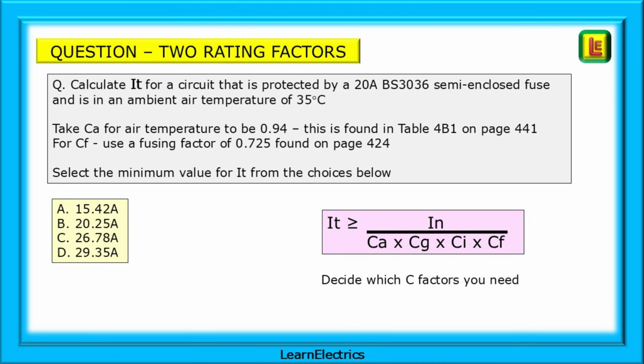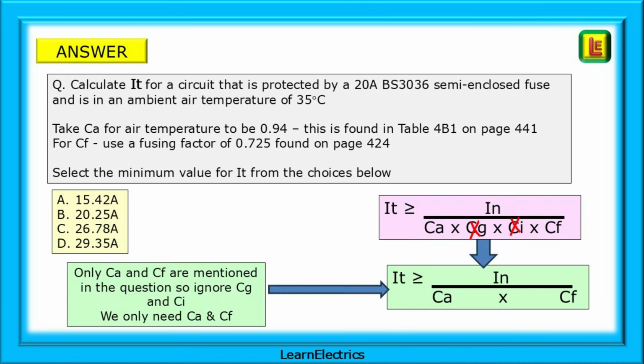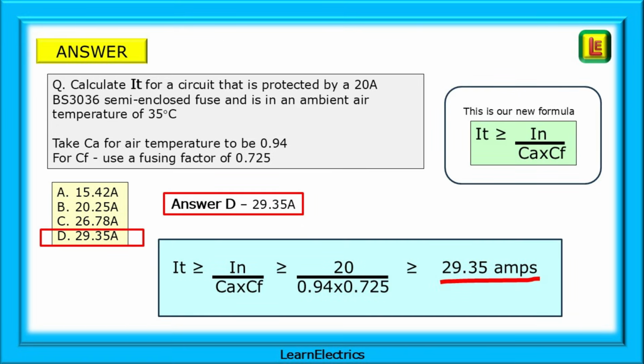Again, decide which C factors you need and eliminate the rest. Only CA and CF are mentioned in the question, so ignore CG and CI. We only need CA and CF, so this simplifies the formula. The answer is choice D, 29.35 amps. It must be equal to or greater than 20 divided by 0.94 multiplied by 0.725.